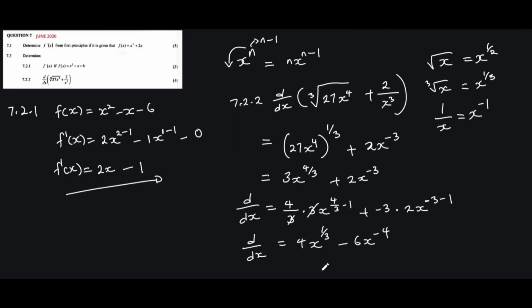So this is your final answer, but if you want to write it in a proper way, you can also write it like this. Since you have x to the power 1 over 3, you can also write it as the cubic root of x, minus 6x. And that one you can write as minus 6 over x to the power 4, since the exponent on x there is negative 4.